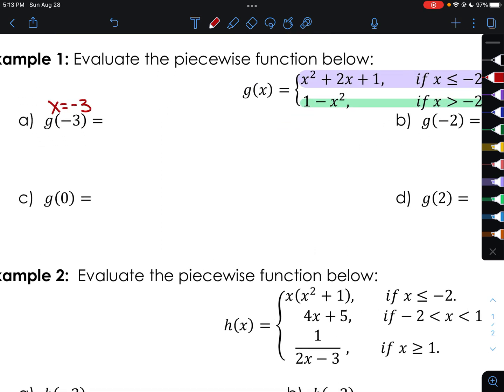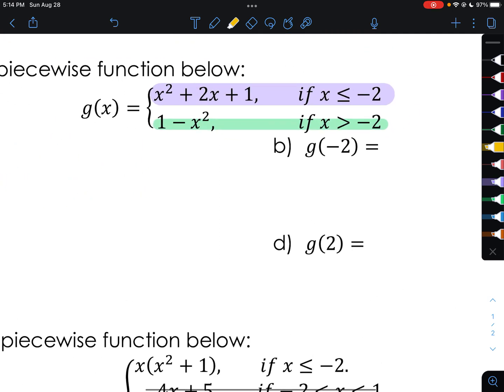So we evaluate by plugging in -3 for all the x's. So I have (-3) squared plus 2 times -3 plus 1. That would be -3 squared, which is 9, minus 6 plus 1. That would give us 9 minus 6, which is 3, plus 1, which is equal to 4. So g of -3 is equal to 4.